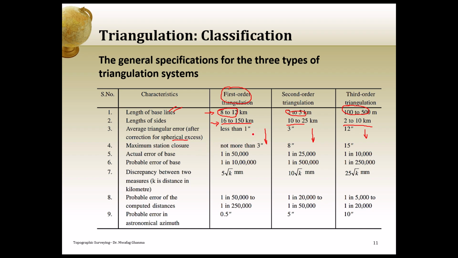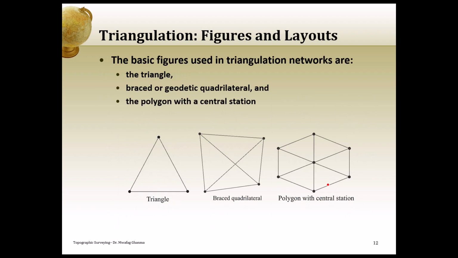Maximum closures, as you can see, for every order, as you go down with the order from first to third, we always have more permissibility for error. So the average triangular error here should be less than 1 second in the first order, while 3 seconds for the second order and 12 for the third order. So these are just a listing of the general specifications for each type of the triangulation systems in these orders.